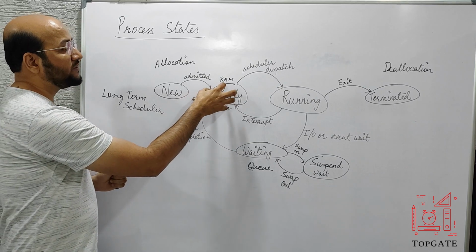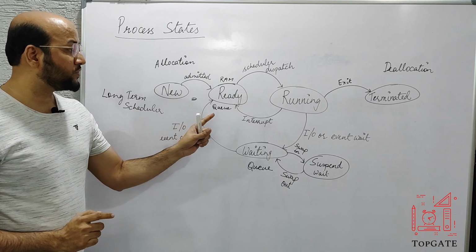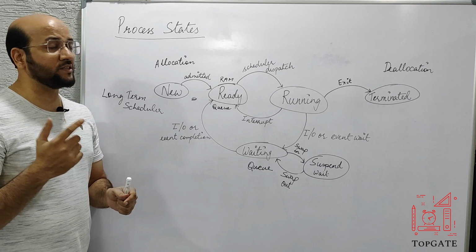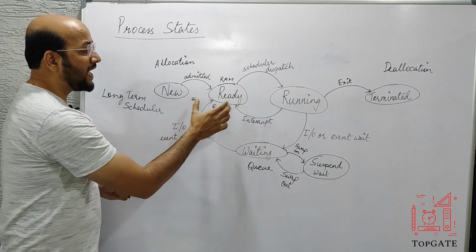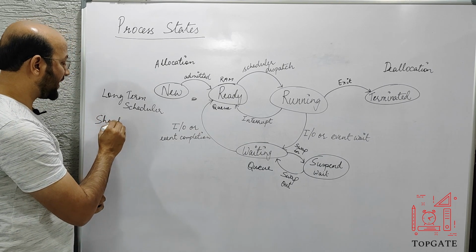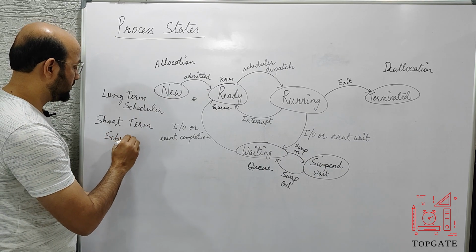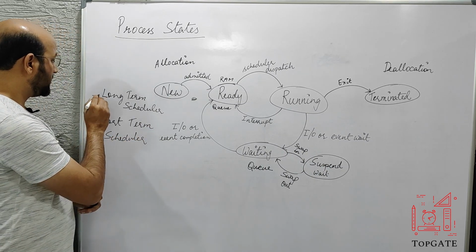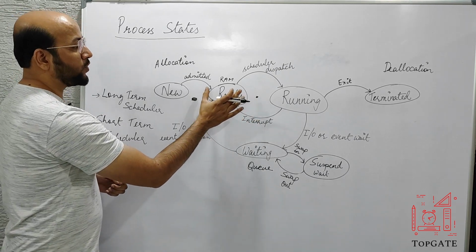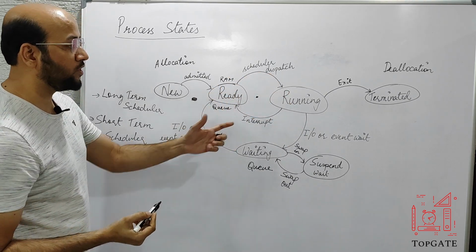So we can have several processes here in the ready state, and so we have a ready queue here. So all the processes that are in this ready queue are waiting for their turn to be executed by the CPU. Now at this point we have another component which is called the short-term scheduler. The short-term scheduler picks one process from the ready state and dispatches it to the running state, to the CPU for execution.